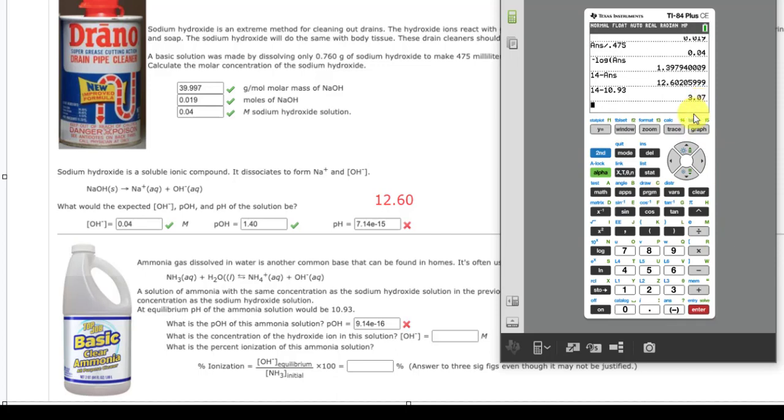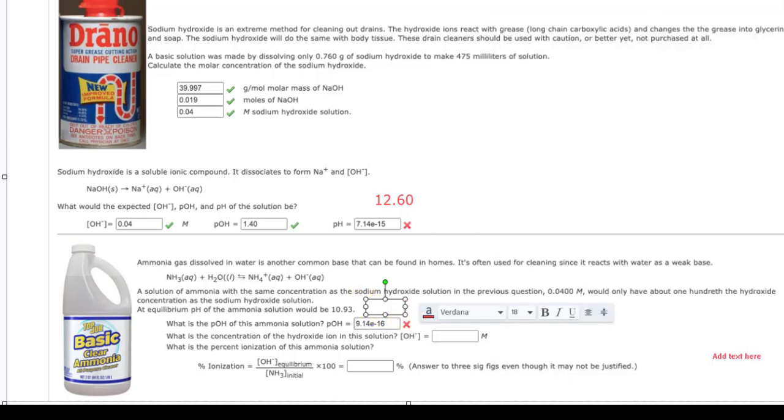Remember, a lower p value means you've got more of the stuff. There we've got our pOH of 3.07. Now we want to know the concentration of the hydroxide ion. Okay, well, we've got the pOH, so I would go second function log. We're going to go anti-log, put the negative back in, and I'll use my previous answer. And here, we've got a concentration that is 8.51 times 10 to the negative 4. For WebAssign, I'd use 3 significant digits.